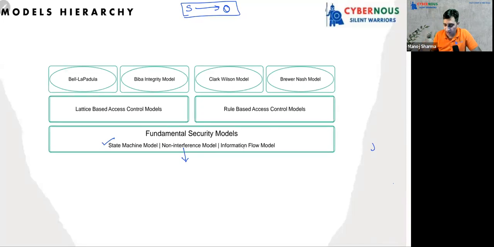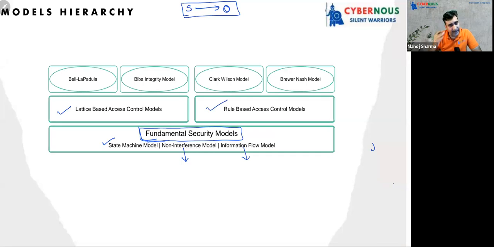The third model is called the information flow model, which is very simple. It says that information has to flow in a manner which is consistent with the security policies. It should not violate any security policy, right? So these three fundamental models are always there. Now, on top of these fundamental models, they came out with lattice-based models and rule-based models.